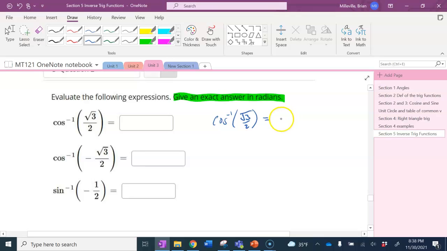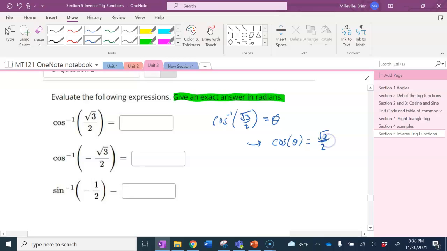Remember, the inverse trig functions give us angles, so I like to use descriptive Greek letters for those angles. Now, this is equivalent to saying, if the inverse cosine takes the number square root 3 over 2 to the angle theta, then the original function cosine must take the angle theta to the square root 3 over 2.